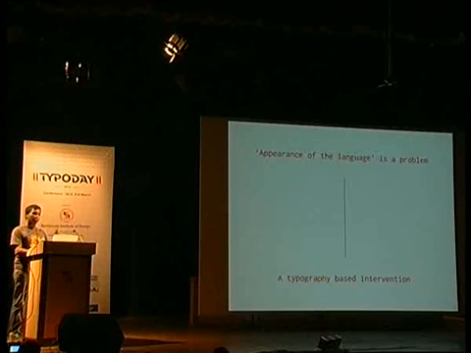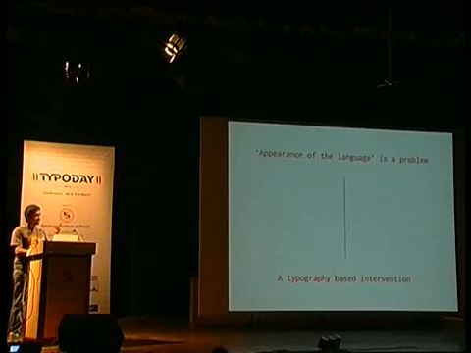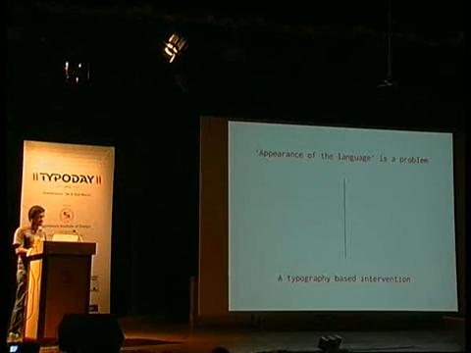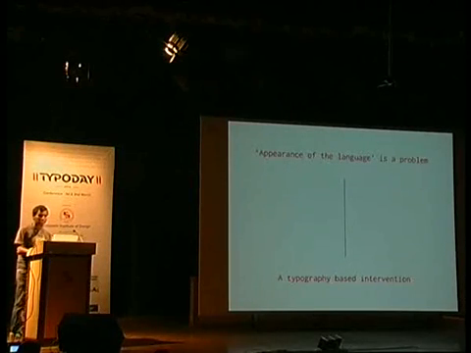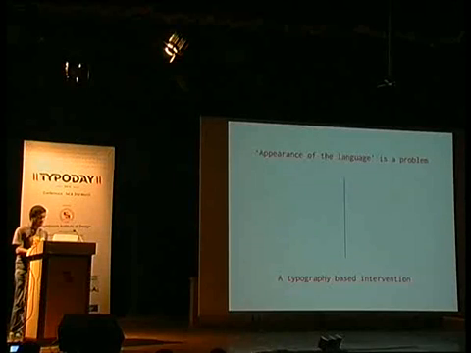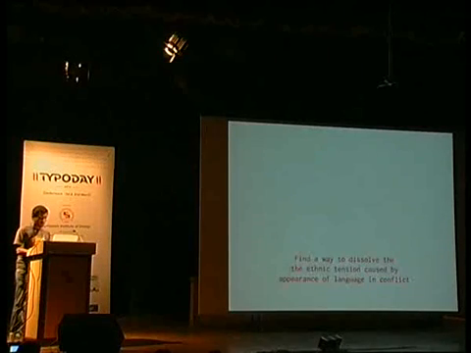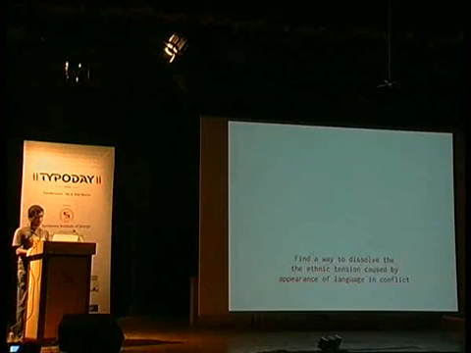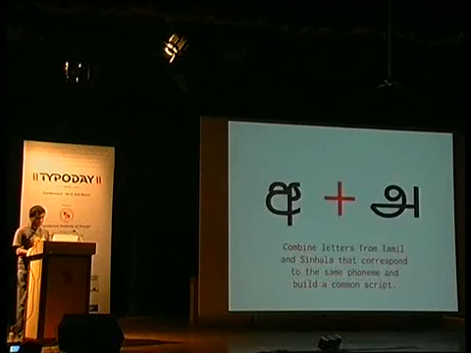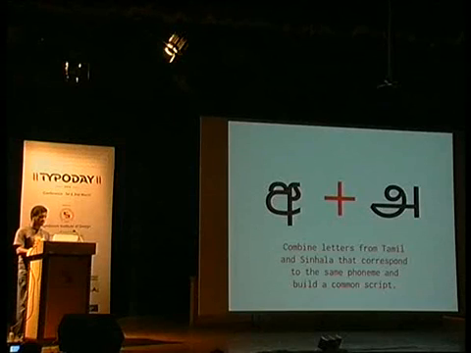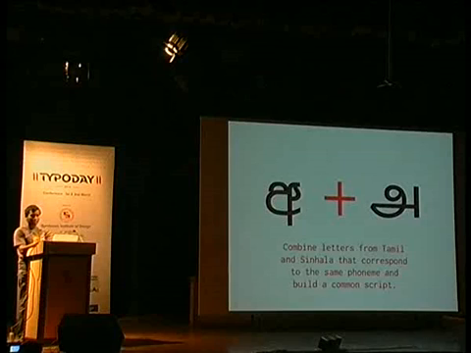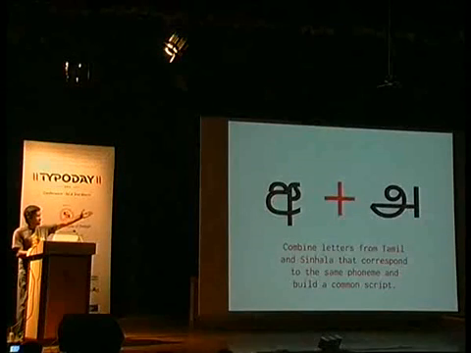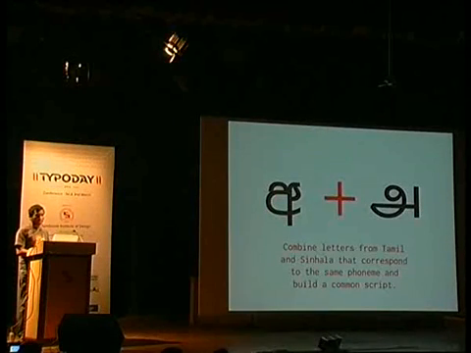So basically, in connection with the first slide, it's not about why and why not. It's a problem about the appearance of the language, and the solution should be a typography-based intervention. My brief was to find a way to dissolve the ethnic tension caused by the appearance of language in conflict: combine the letters. Obviously you can see there are similar elements between these two letters alone. This is Sinhala A and that is Tamil Avanna.